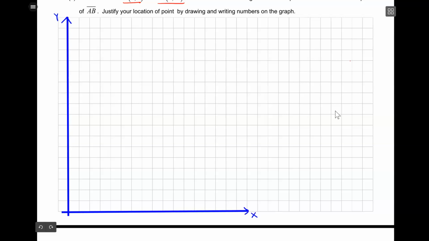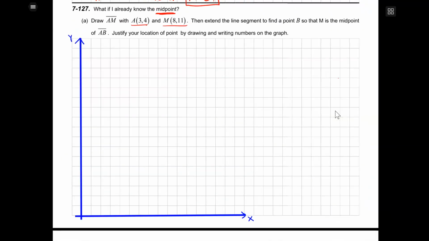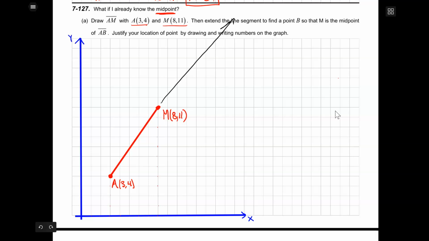So let's go ahead and plot these points. A is at 3, 4. And M is at 8, 11. I think I called that B. I'm sorry, I meant that's M. Okay, and we know that there is a segment here that continues beyond this, and we have to find out where point B is on that segment.